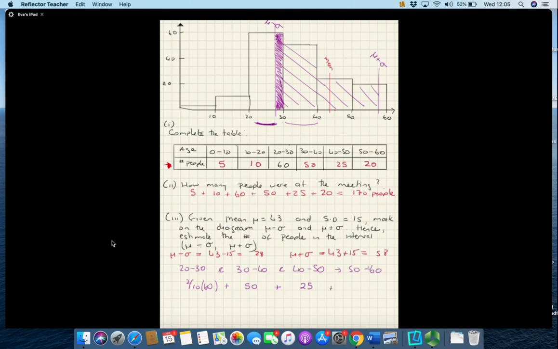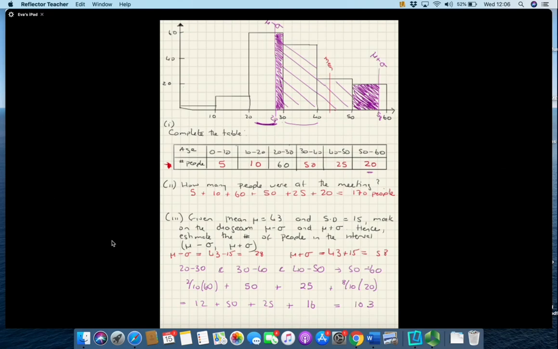Then up this end, I'm at 58. Can you see that in this one, that is an area of 8. So I have 8/10. I almost have a lot of that box. 8/10 of 20, and I got the 20 from here. So 2/10 of 60 is 12, plus 50 plus 25 plus 8/10 of 20, which is 16. If you add that up, you get 103 people.